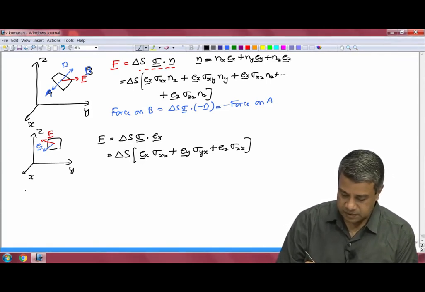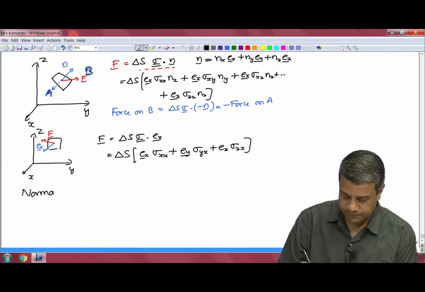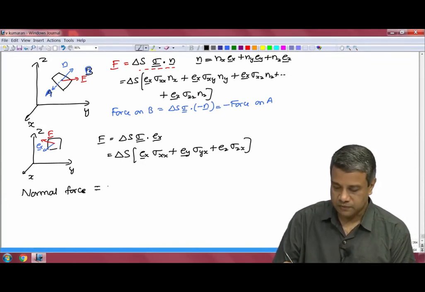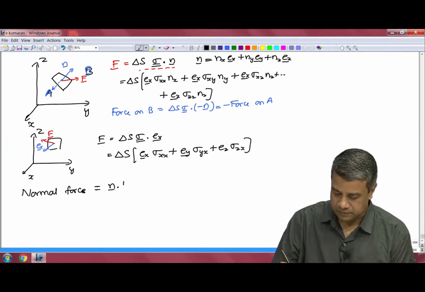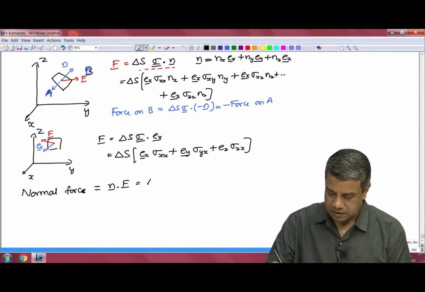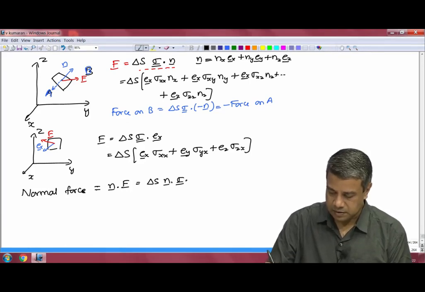Force can further be separated into 2 components. The normal force, which acts perpendicular to the surface. Normal force is equal to n dot F, which is delta S into n dot sigma dot n.